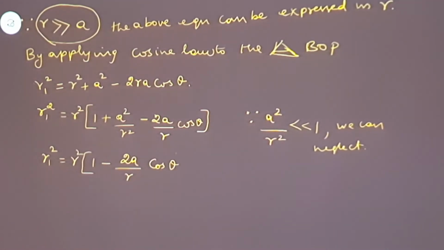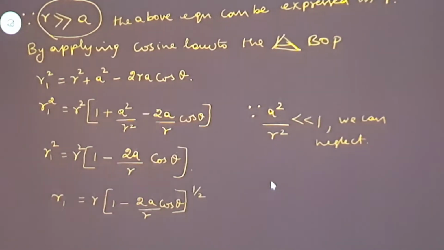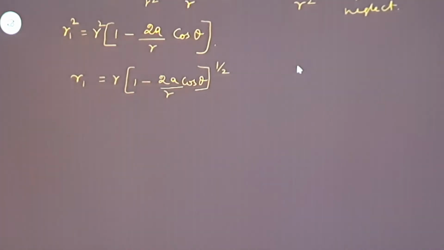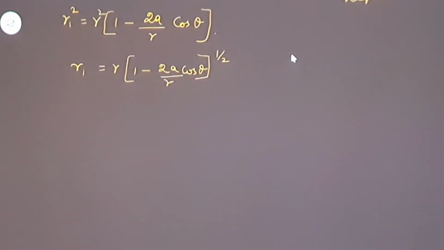into cos theta. Now you take the square root, you will be getting R1 is equal to, when I am taking the root for R square, I will be getting R. When I am taking the root for this whole quantity, I can put it as 1 by 2. So 1 minus 2A divided by R into cos theta to the power of 1 divided by 2, or to the power of half. Now, what I have to do? I have to get 1 by R1. So taking a reciprocal, I get 1 divided by R1 is equal to, here, 1 divided by R.